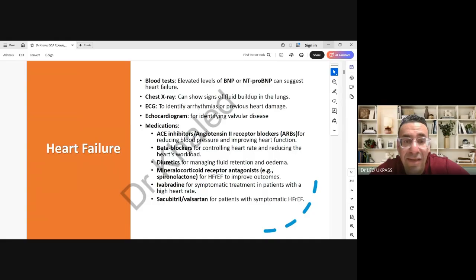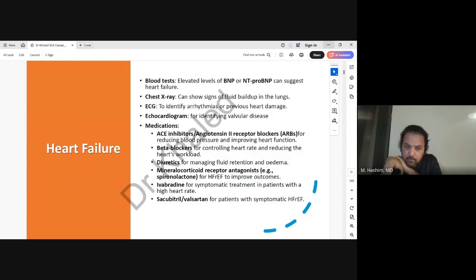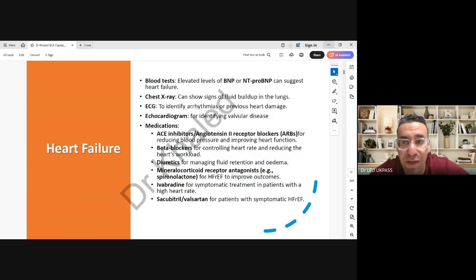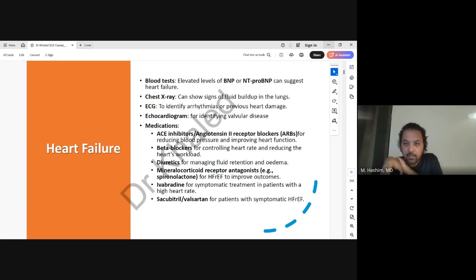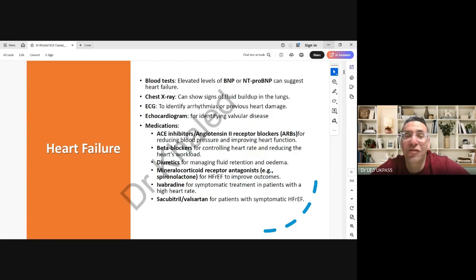Echocardiogram. Does it make any difference in treatment? Anybody knows? Yeah. Perfect. How can it make a difference in treatment? I guess systolic or diastolic function, so the treatment is entirely different. Okay, so preserved ejection fraction or non-preserved ejection fraction?